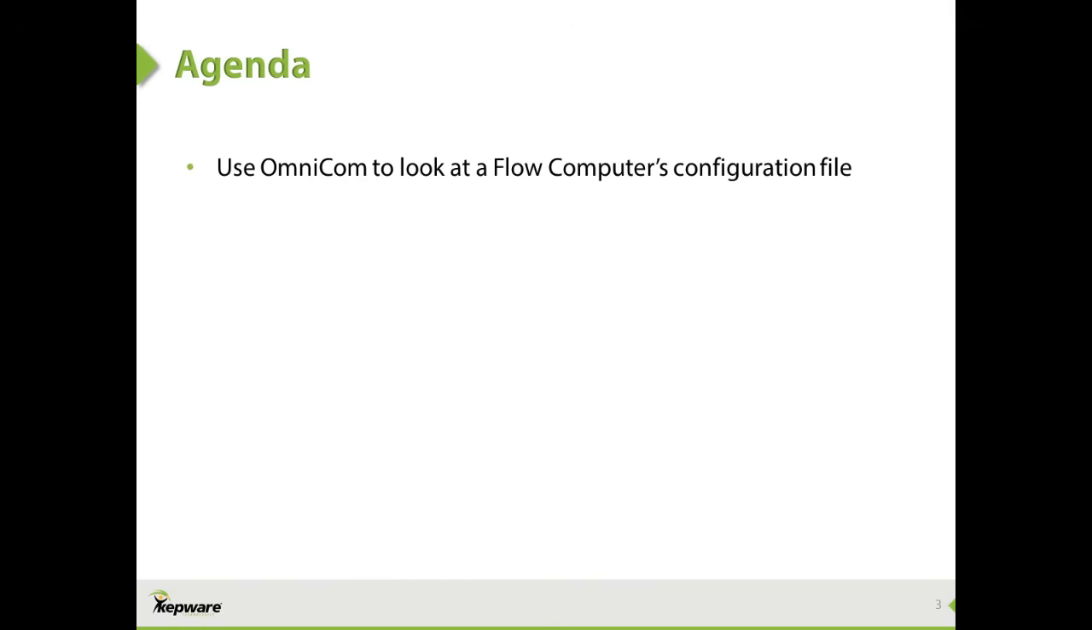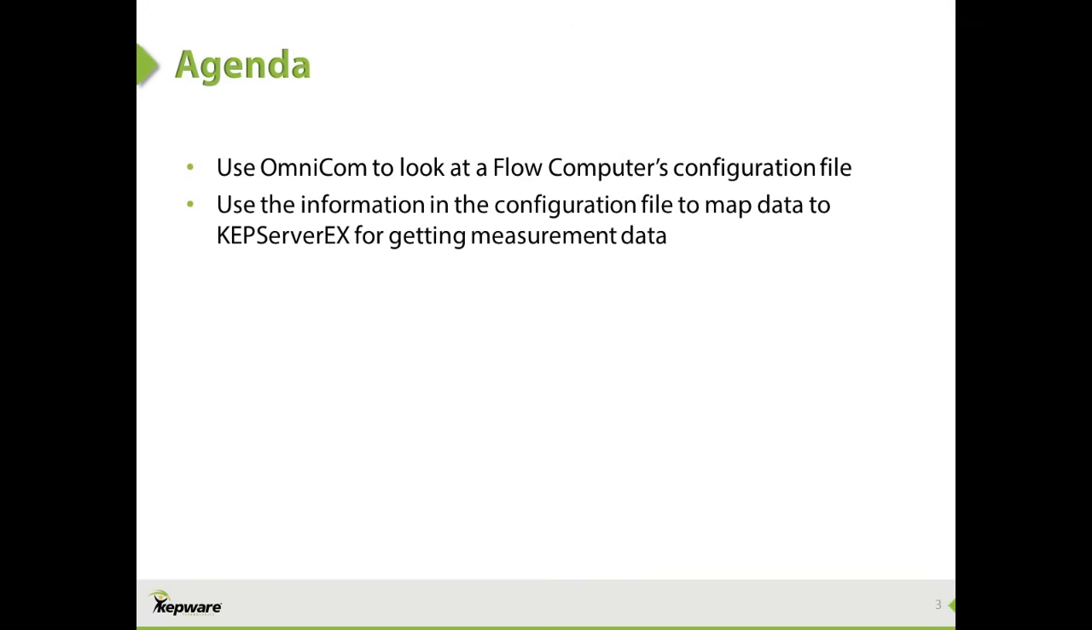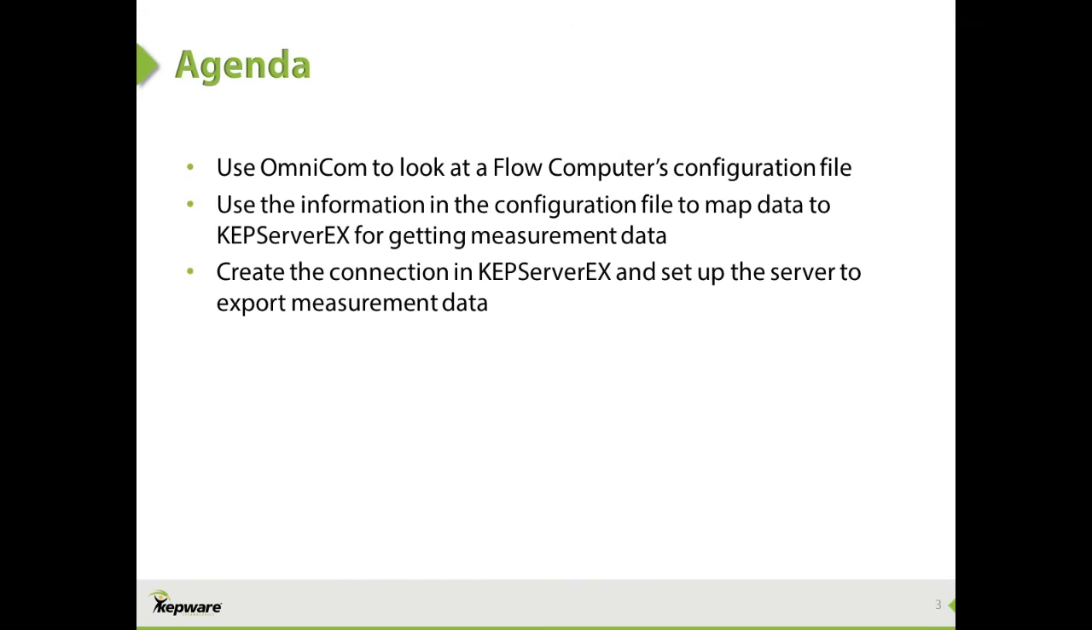And what we're going to cover today is OMNI Flow computer configuration for connecting to KEPServerEX. One of the first things we're going to do is use Omni software called OmniCom to look at a Flow computer's configuration file. The reason is that we're going to use the information we see in that configuration file to map data to KEPServerEX in order to get that measurement. And then we're actually going to get into KEPServerEX during the demo and set up the connection to the OMNI Flow computer and then set up the server to export that measurement data.